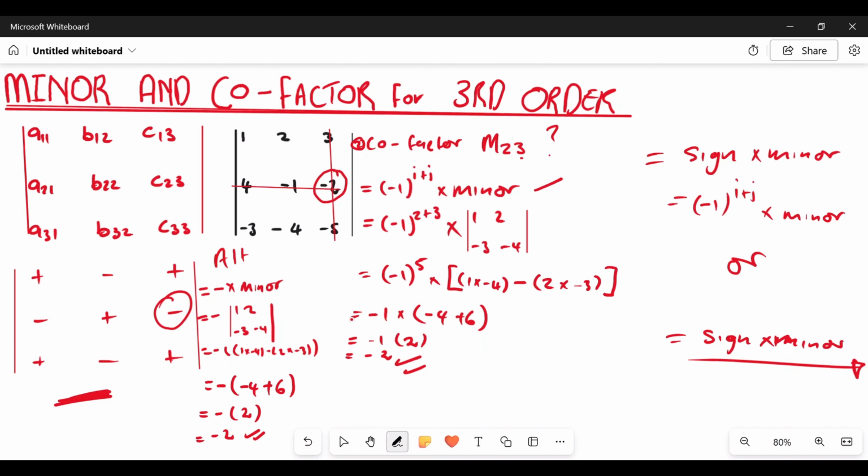I've made those examples. I hope you will understand them because you're going to use them when you calculate the determinant in the third order. So you needed to know the difference between the cofactor and the minor. I hope this makes perfect sense. In the next video, I will show you guys how to use the cofactor and the minor to calculate the determinant.